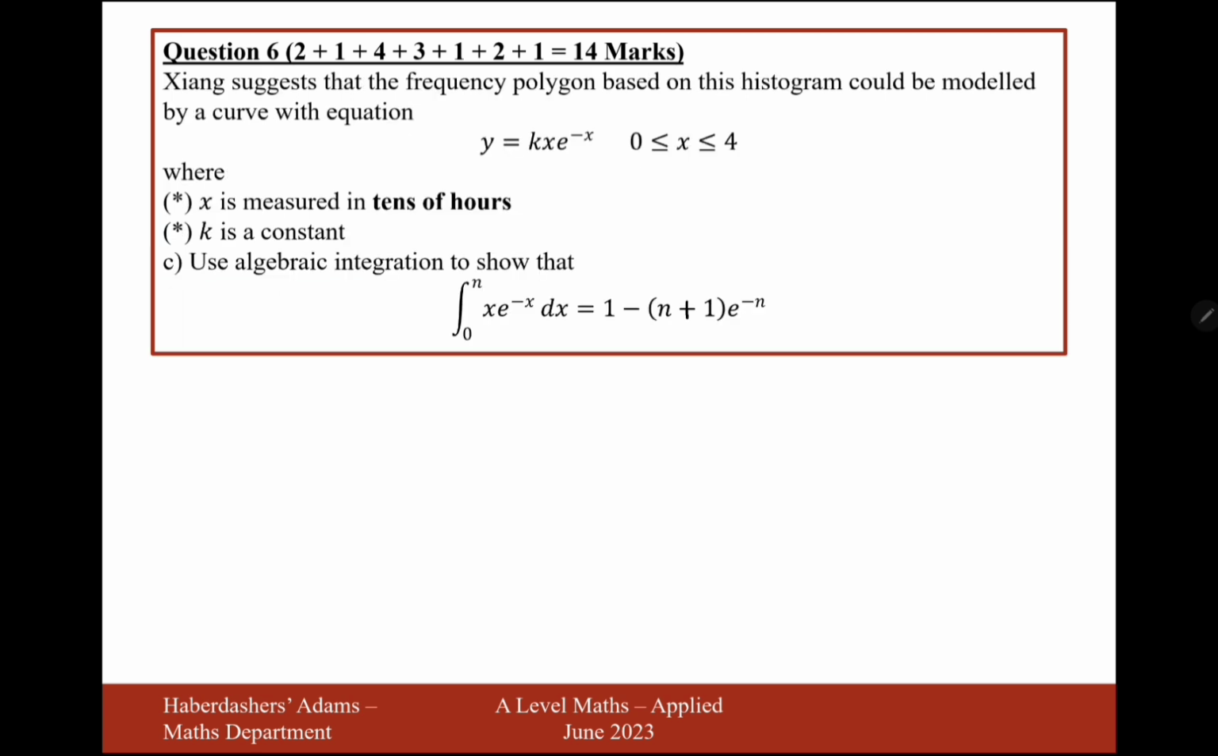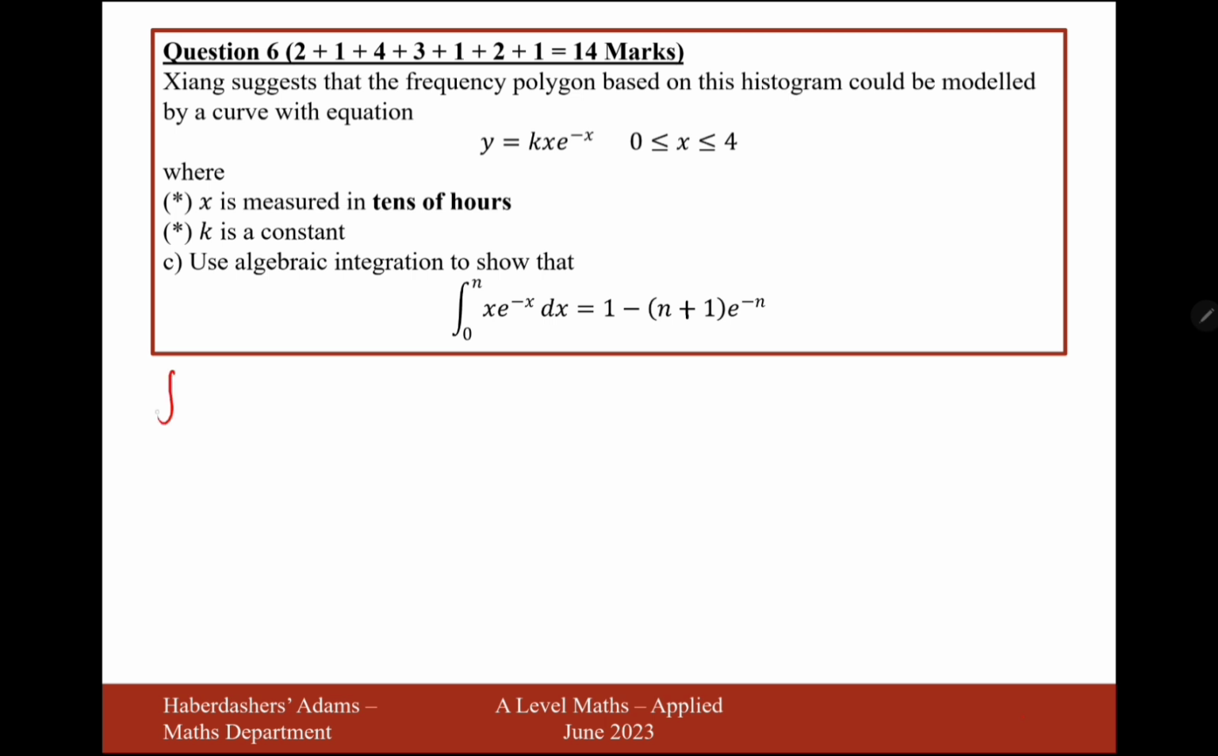Okay, moving on to part C. Zhang suggests that the frequency polygon based on this histogram could be modelled by a curve with the equation y equals kx e to the minus x between 0 to 4, where x is measured in tens of hours and k is constant. Use algebraic integration to show that the integral from 0 to n of x e to the minus x dx is equal to 1 minus (n plus 1) e to the minus n.